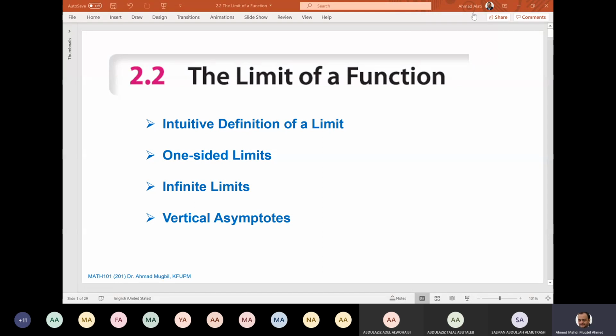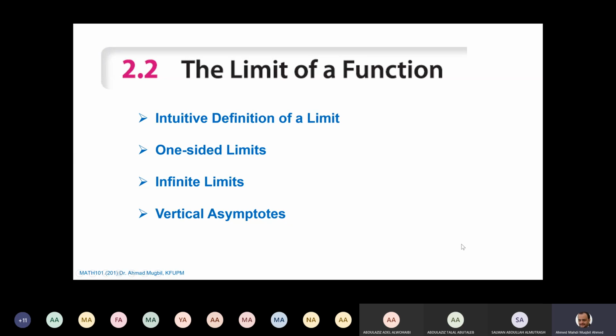This section is about the limits of functions. What we mean by a limit of a function in a formal way, indeed. So the main objectives of this section, we expect from you after finishing this section to be able to understand and to define the limit. Intuitive definition, because this is informal.